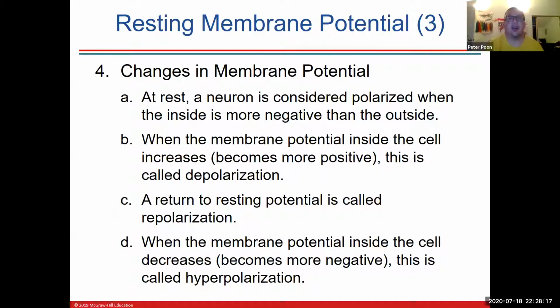A cell is polarized, so the charges are not equal. If they were 0, it would be non-polarized, but they're not 0. In fact, they're very rarely 0. When the membrane potential inside the cell increases, this is called depolarization. In hyperpolarization, it becomes more negative. So I can tinker with this anytime I want.